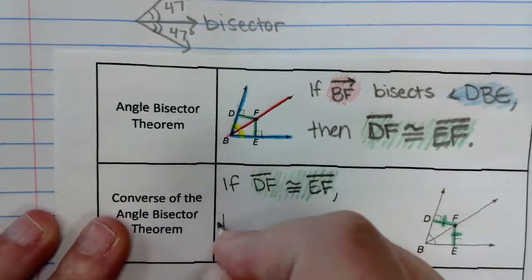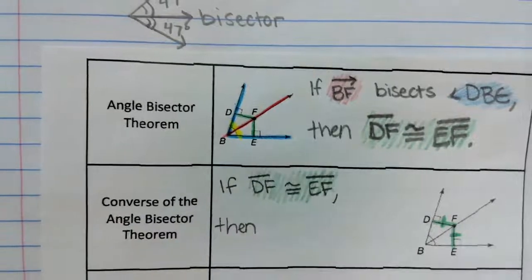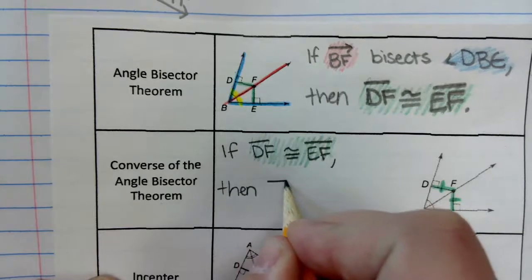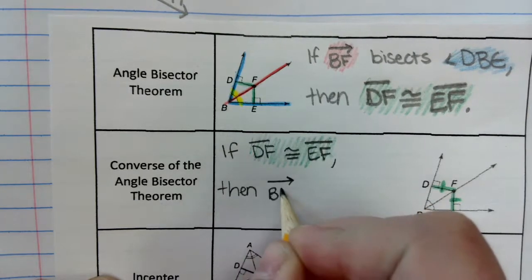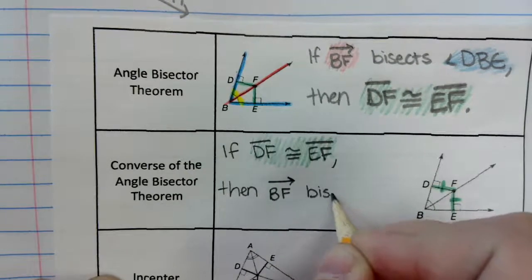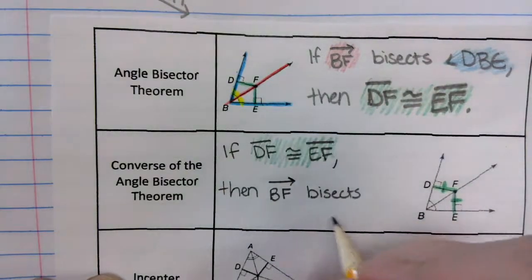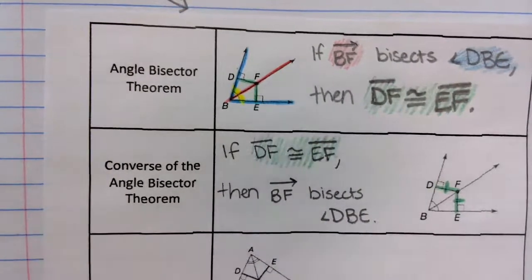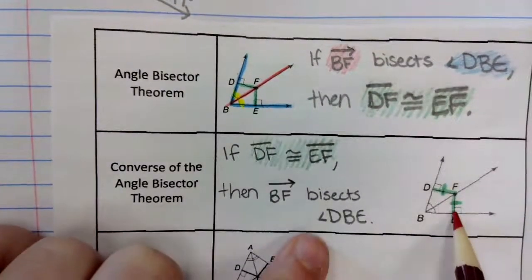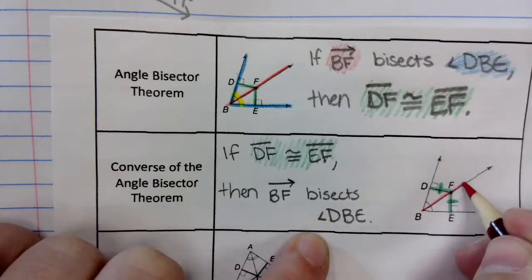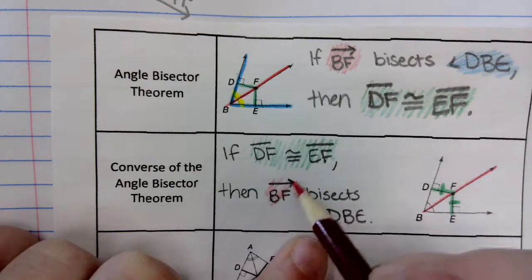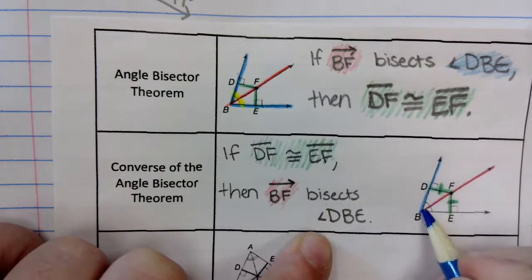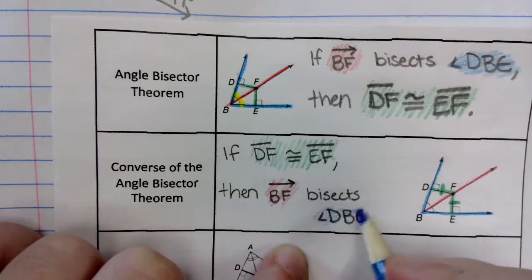Then, what's our conclusion going to end up being? BF bisects angle DBE. All we did was we just took this and we just flipped it around. So because these are the same, we know that this BF bisects DBE.